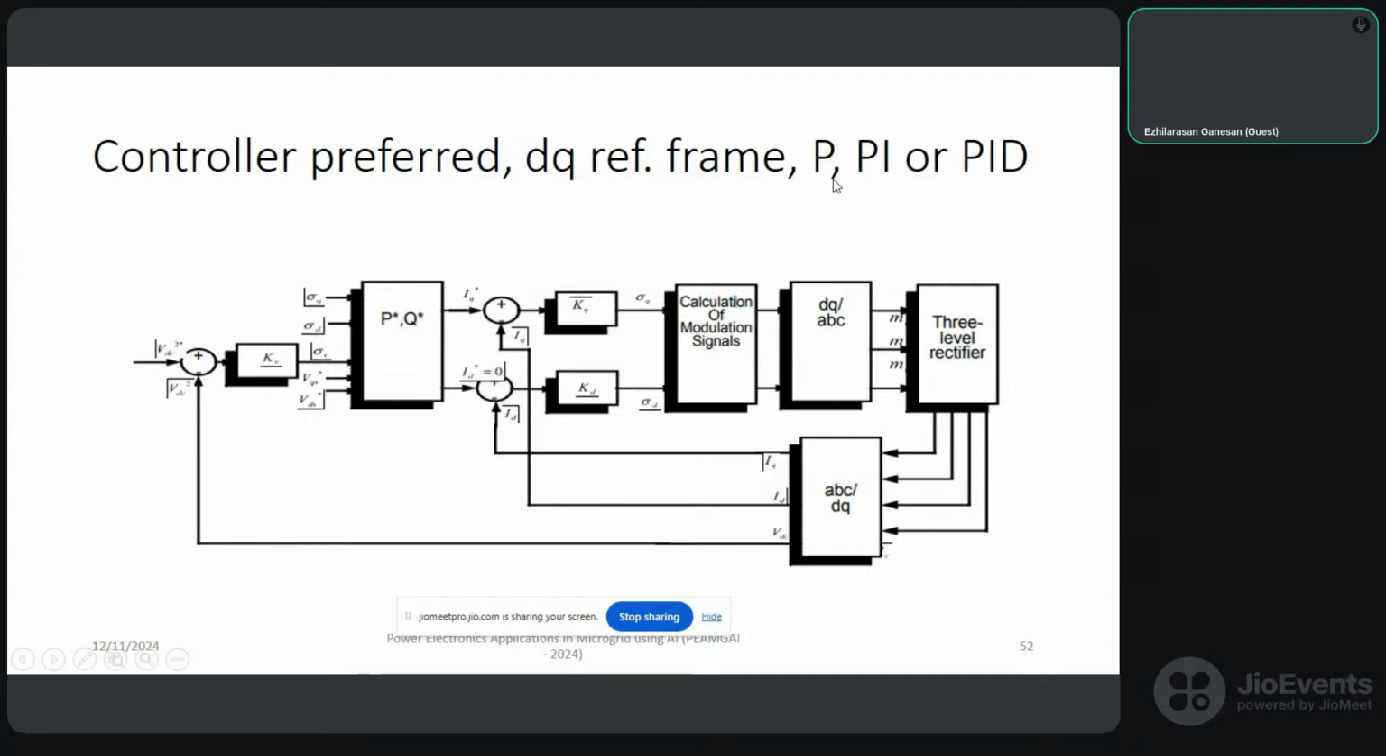Okay, DQ reference frame, P, PI or PID controller. Here you can see real power and reactive power, P and Q, are given. Then KP, KI and all are calculated, that is, the values of the PI controller constants. Then converting DQ to ABC and again ABC to DQ. Three-phase, three-level rectifier, that is what we have seen previously, active front end. So for all the three active front-end rectifiers, we can use this common controller.